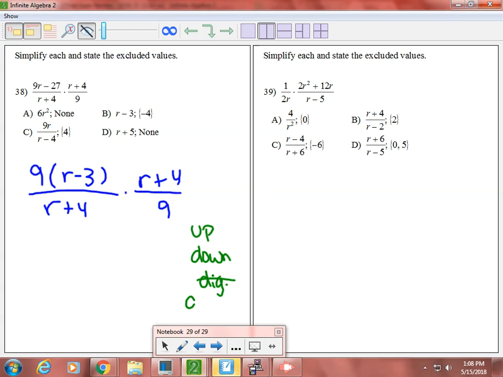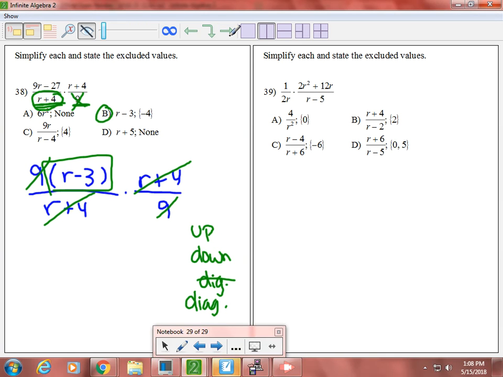D-I-A-G, not dig. Sorry. Okay, so diagonally, these are r plus 4s. They're a quantity and they go together. Then diagonally, these 9s. So the only thing you have here is r minus 3. The other part of this answer is, what are the restrictions? Well, the restrictions are, what would make these two things 0? So nothing can make that 0, but what can make this 0 is -4. So that might be able to help you also, because it's multiple choice.